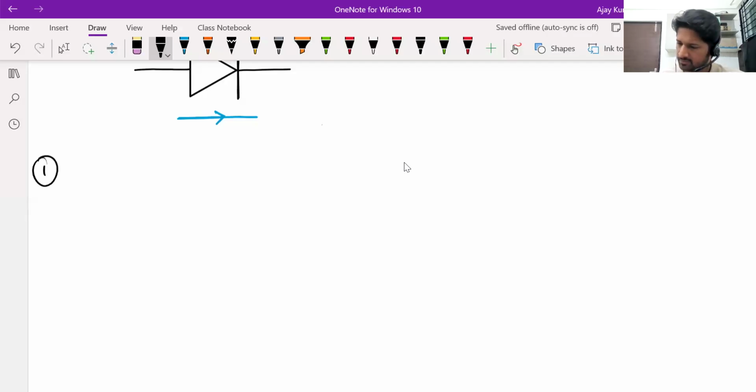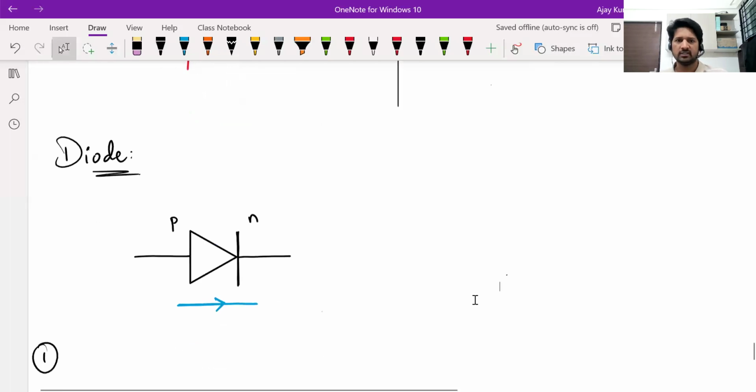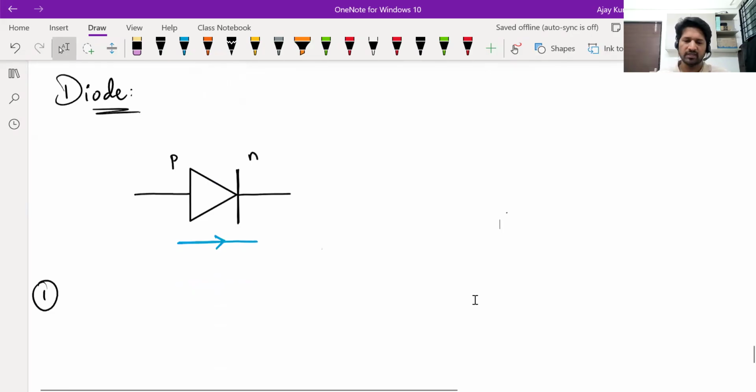Consider this situation. Now, when does diode allow current? In forward bias, it allows current. Means in a circuit, when you place a diode, if you see that the P side is going to be at a higher potential than the N side, okay, then you can say that there will be current through the diode.